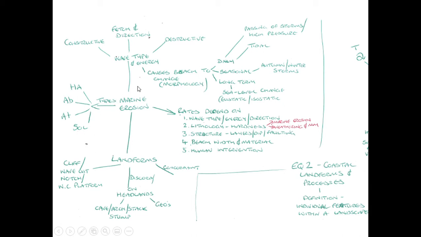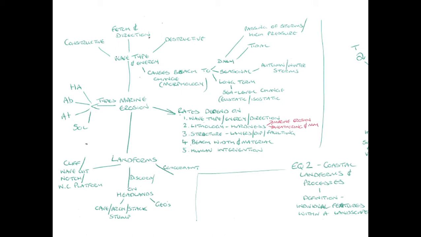Now, the factors which can affect marine erosion are wave type and wave energy. Are the waves going to be constructive waves or destructive waves? Constructive waves have a stronger swash movement up the beach and are more likely to be depositional, particularly in bays, forming beaches. Destructive waves are more likely to have a stronger backwash, moving material back off the beach. And these are going to link to different shaped beaches.